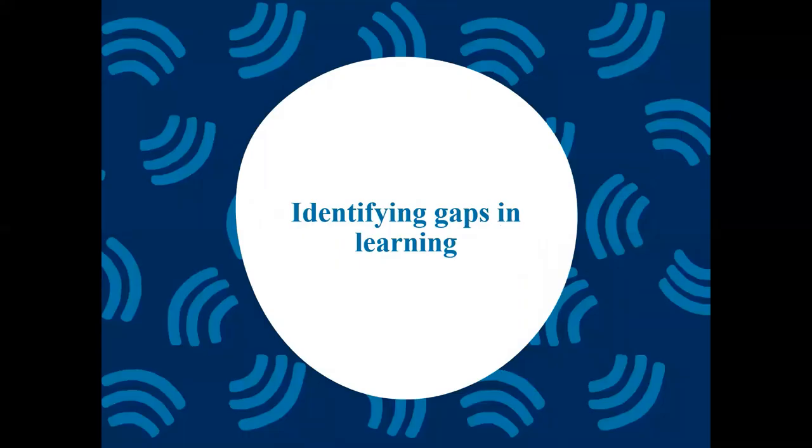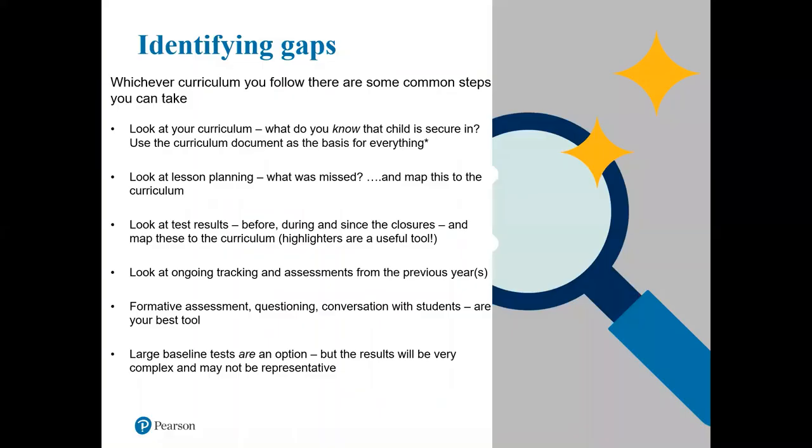So firstly, we're going to have a look at how to identify the gaps in learning. So this is a summary slide of the things we're going to go into a little more detail about. And many of the ideas here are simple, but the application of them requires a lot of dedication. And it's likely there's no one-size-fits-all approach from subject to subject or even from student to student. Whatever curriculum you do follow, these are the common steps you can take. And of course, they're not the only steps. You may well have your own ideas and own methods as well. Look at your curriculum, look at the lesson planning, look at test results before, during, and since the closures. Look at ongoing tracking and assessments from previous years. Formative assessment, questioning, conversation with students are going to be your best tool to identify gaps. And large baseline tests, we'll talk about those as well, and they are an option, but results might well be complex, and we'll talk about some of the issues surrounding them.